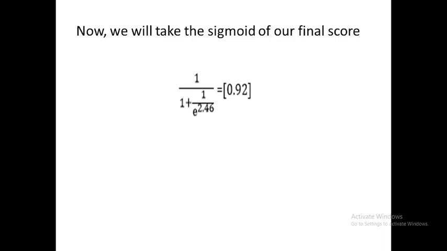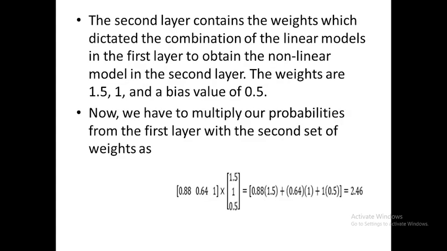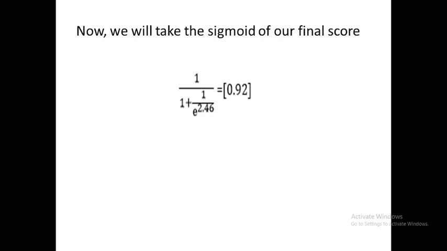Now finally we will take the sigmoid of our final score. The score I got in the previous step is 2.46. Now I need to find the sigmoid function to get the probability value. So now 1 divided by 1 plus 1 by e power 2.46. I have applied the sigmoid function to the previous step's score, 2.46, to get the final probability value 0.92.